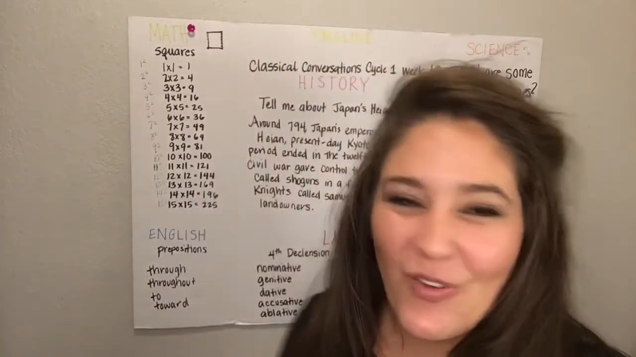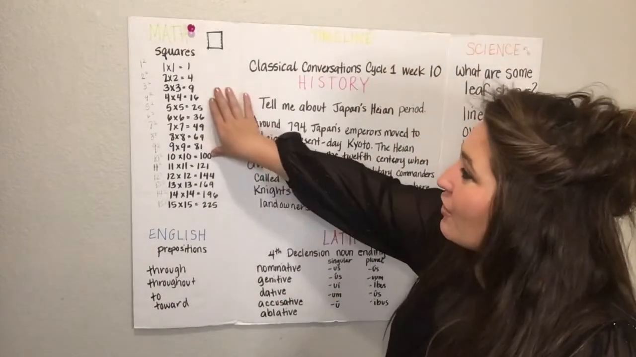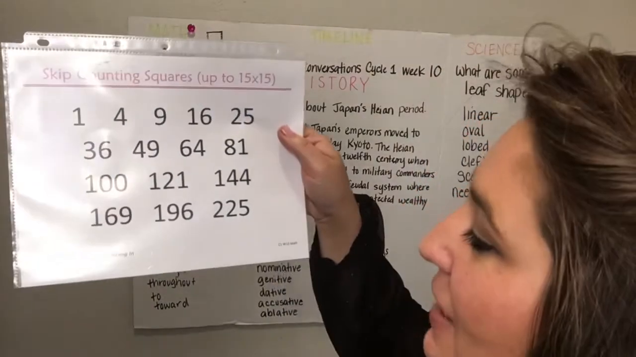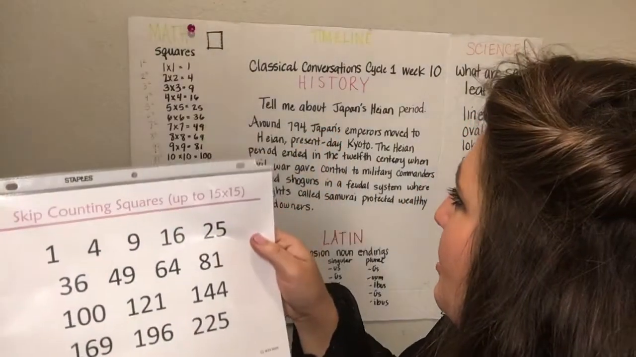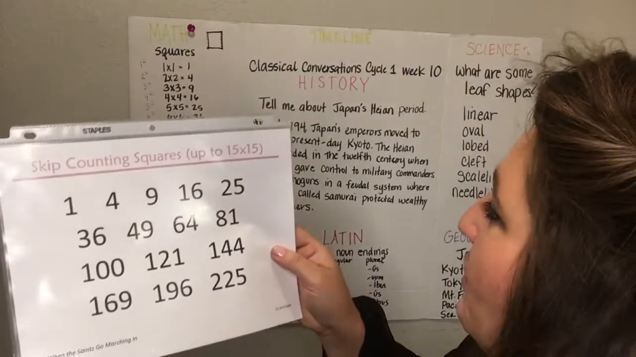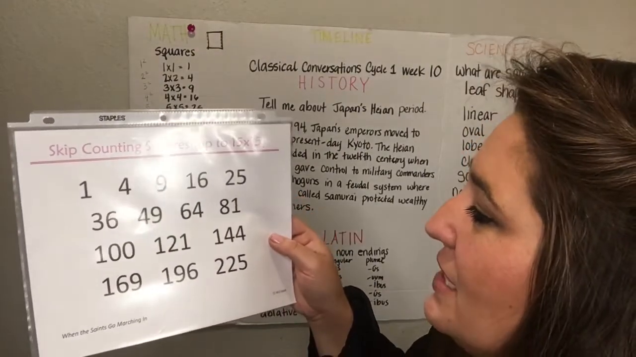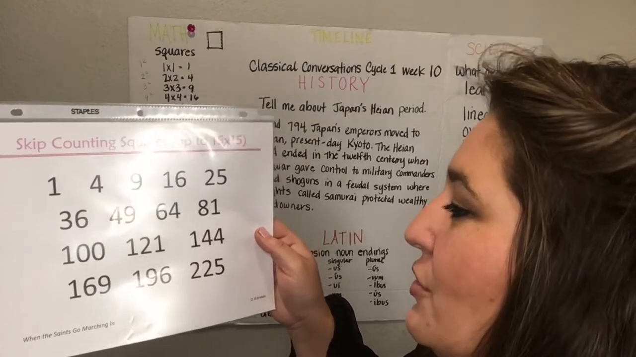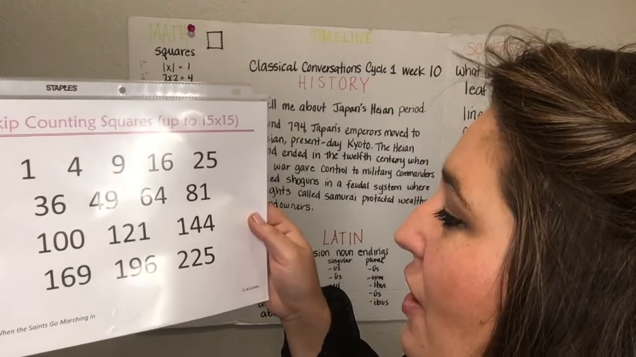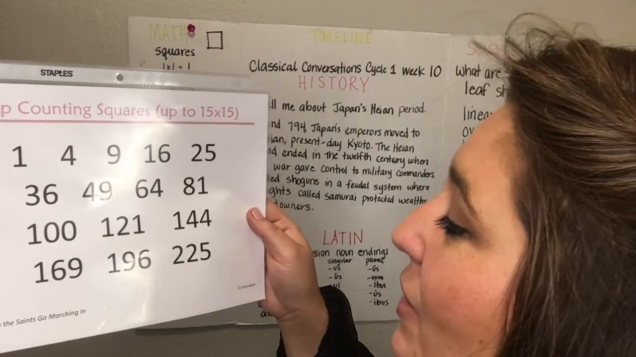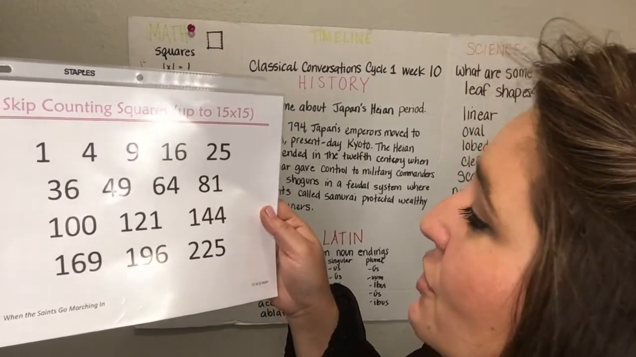All right, let's move on to math, our squares. We are learning our skip counting, and this one is to, I can't remember the tune, but 1, 4, 9, 16, 25, 36, 49, 64, 81, 100, 121, 144, 169, 196, 225. Let's do it over here.